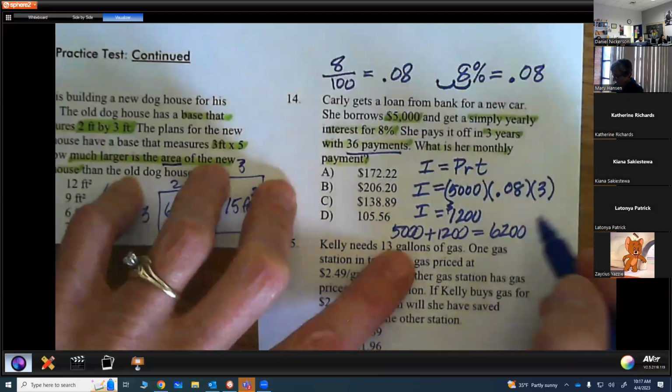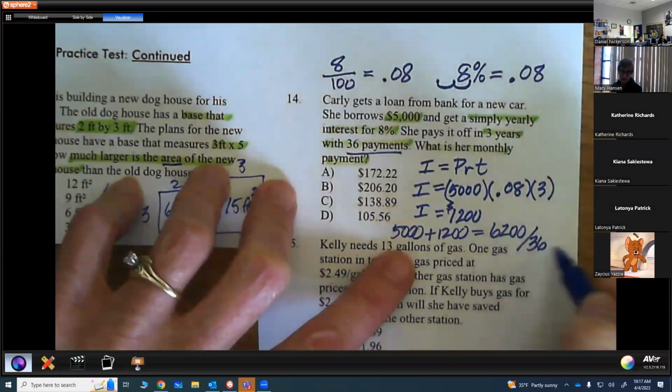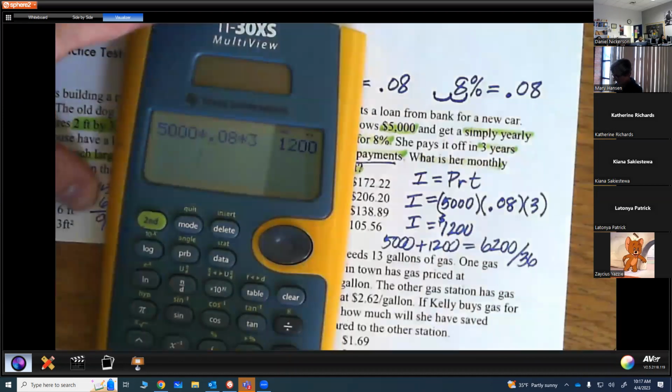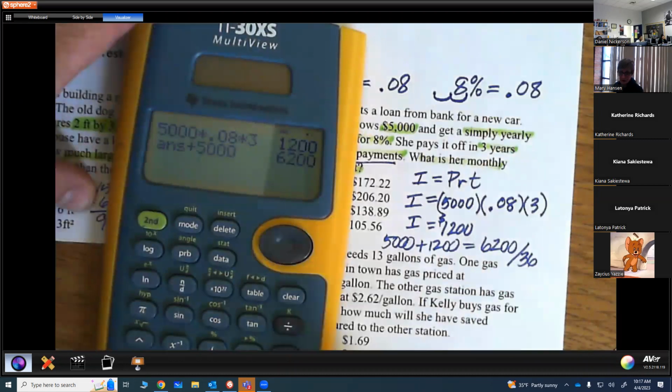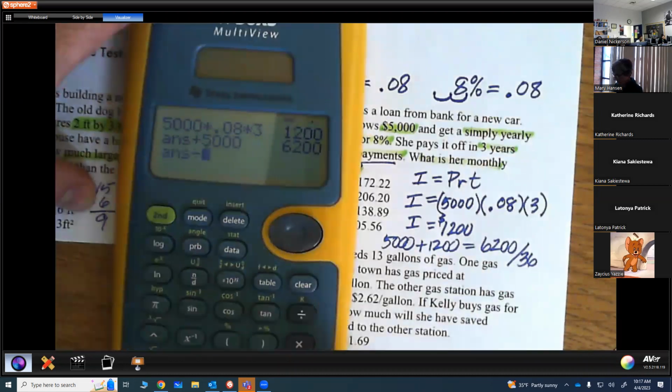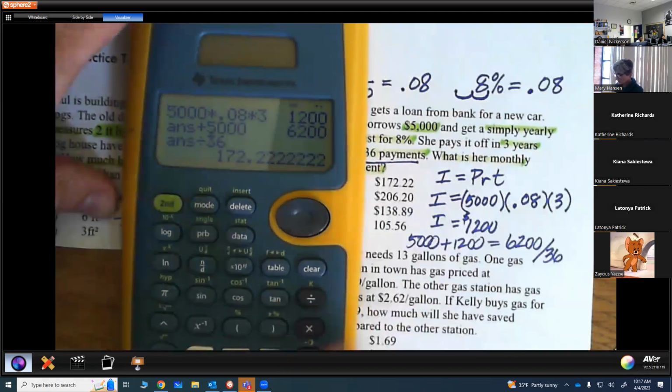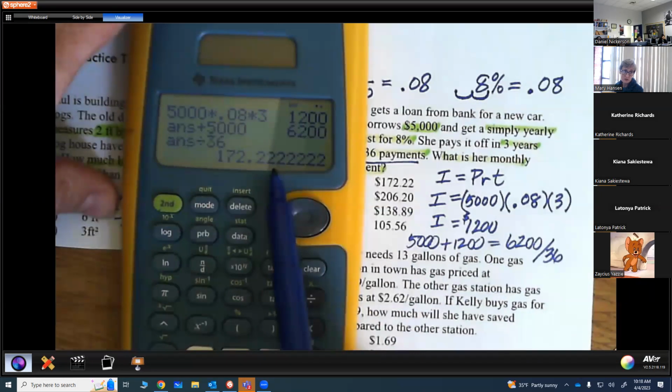And then we want to divide that 6,200 equally over 36 payments. So if I take my 1,200, add it back to the 5,000 to get 6,200, and then divide it by 36, you can see that I have 172.22222. If we're rounding to the nearest penny, that's the second digit to the right of the decimal. We look next door, it's another 2. And so we keep that 2. We do not round up to 3. So officially the payment would be $172.22.